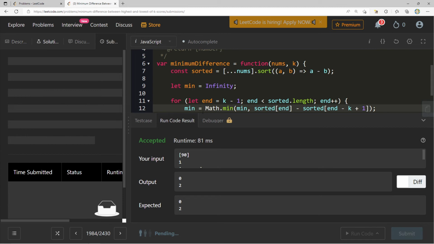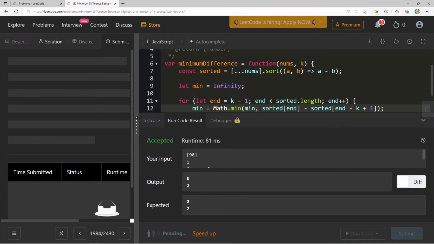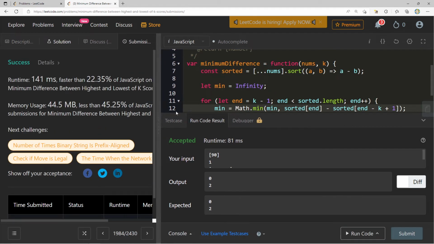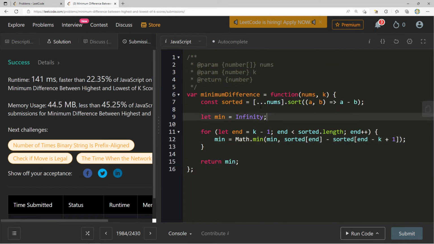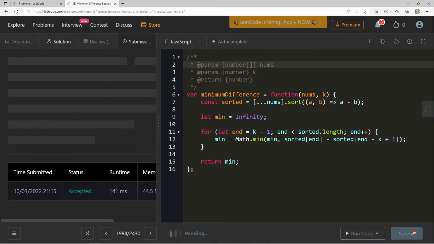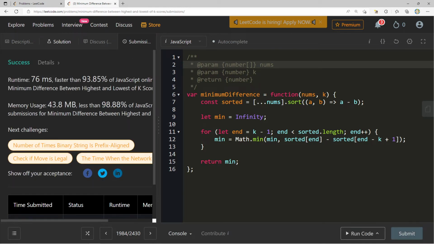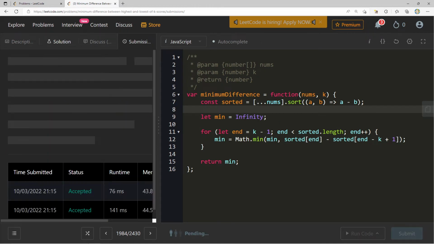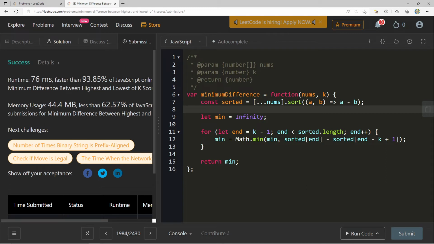0 and 2. Let's see if we get the answer here. Okay, 22.35. I'm betting that we know the bottleneck here is going to be the sort, right? It's going to be an n log n operation. There's probably a way that we can do this much faster, and that's why we're getting, well, okay, 93.85. Let's keep going and see. Again, 93.85. So suddenly my confidence is increasing.